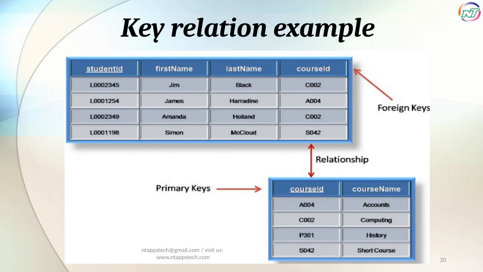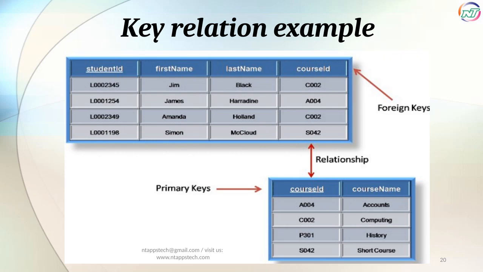Here, you can see an example of how a key relationship works between two tables in a database. The top table shows student information with a unique primary key called student ID. Each student record includes other details like first name, last name, and course ID. The course ID acts as a foreign key that connects this table to another table below, which contains course details.